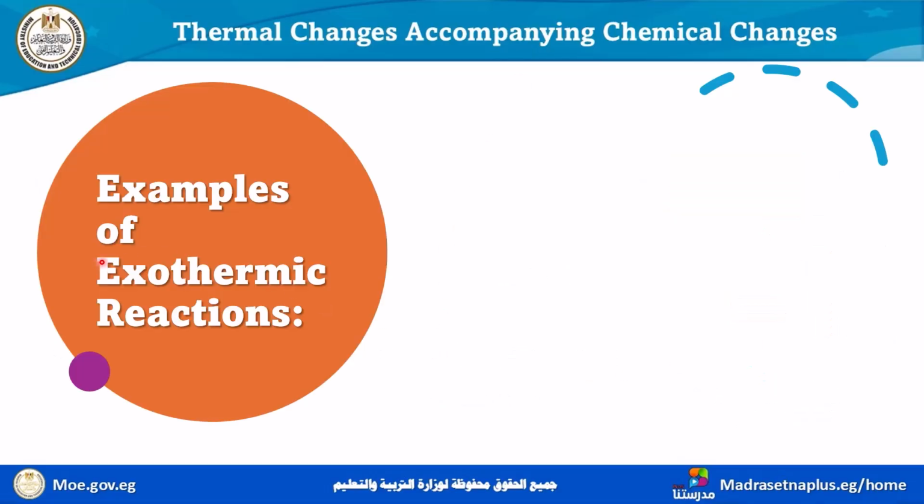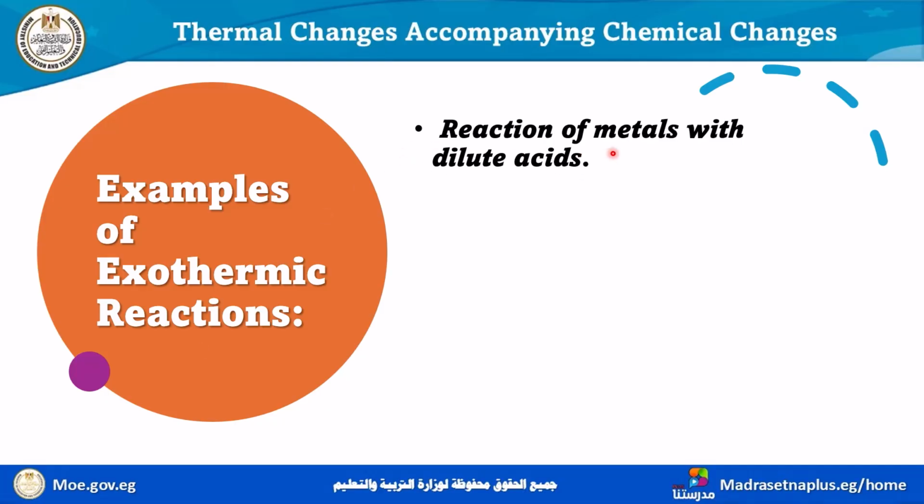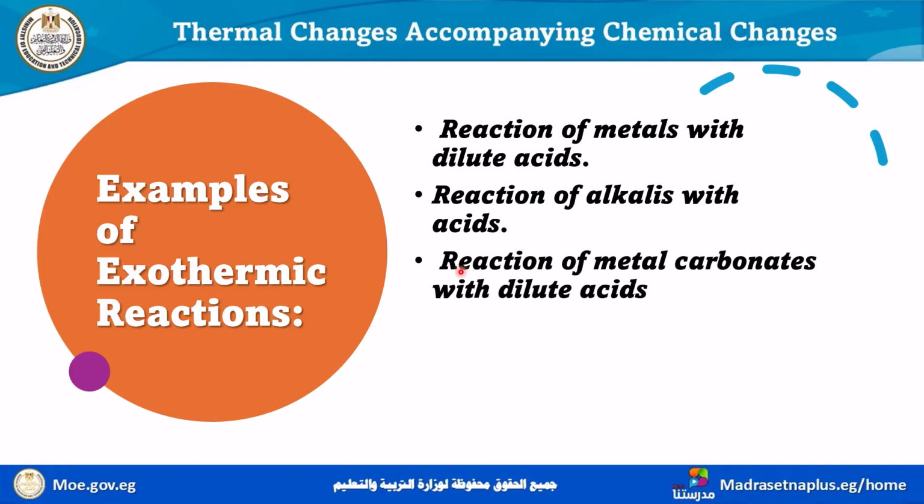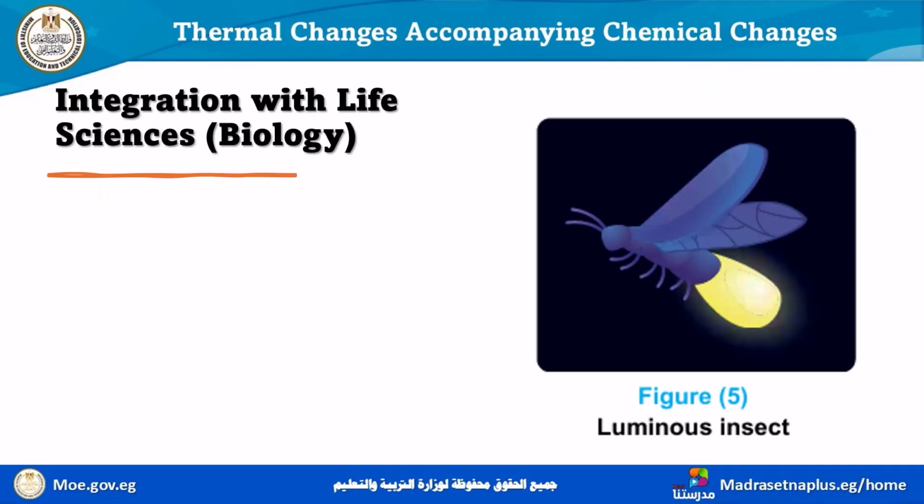What are the examples of exothermic reactions? Here are some examples. Reaction of metals with dilute acids. Reaction of alkalis with acids, which is called a neutralization reaction. And reaction of metal carbonates with dilute acids. So all of these are exothermic. Now we are going to have this wonderful topic, integration with life science, biology.